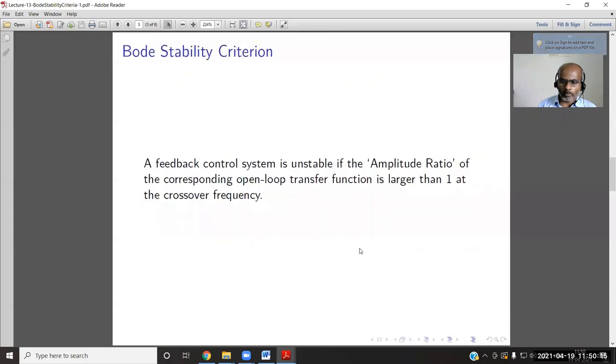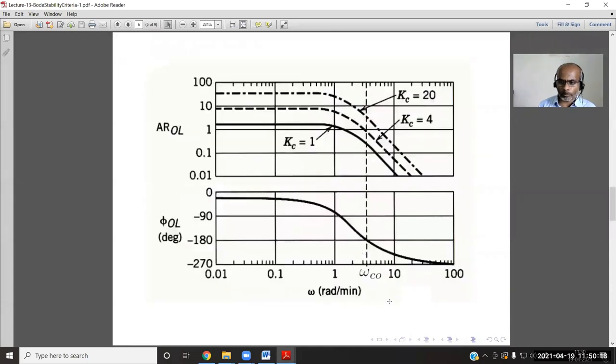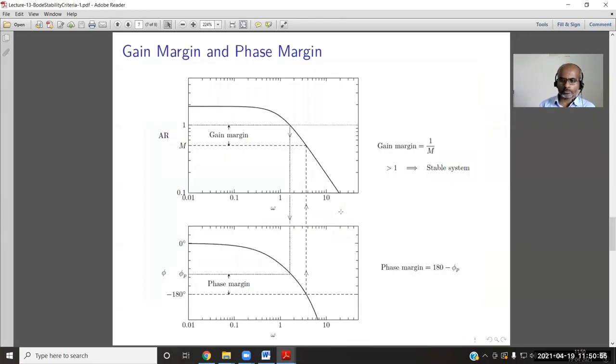From the Bode plot, we get the crossover frequency. What is crossover frequency? From the phase angle plot, we can get it. Crossover frequency corresponds to a phase angle of -180. At the crossover frequency, if the amplitude ratio is greater than 1, then the system is said to be unstable. Say for example here, for a Kc of 20, the open loop transfer function has an amplitude ratio higher than 1. So this system is unstable.